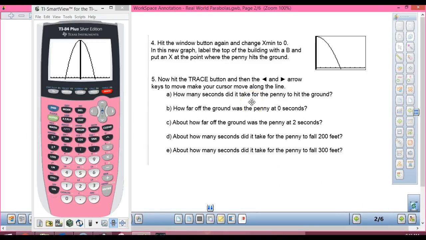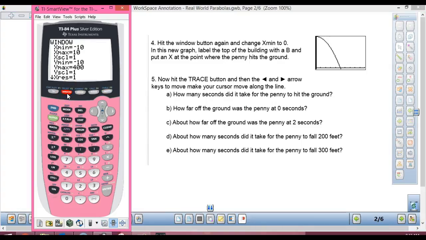All right, so now it's telling us to go back to window, and it says to change the x min, which is where we're at right now, to 0. We don't need those negative x values, right? All right, so now we're going to graph. Does the picture that you have on your calculator match the picture that's on your paper?